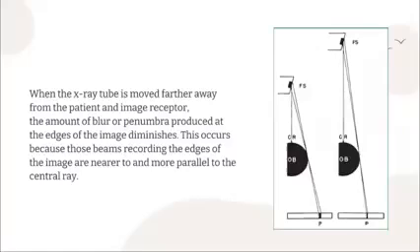This occurs because those beams recording the edges of the image are nearer to and more parallel to the central ray. Thus, the SID has a direct effect upon image sharpness. The longer or the increased is the SID, the sharper is the recorded detail, and vice versa. Okay?